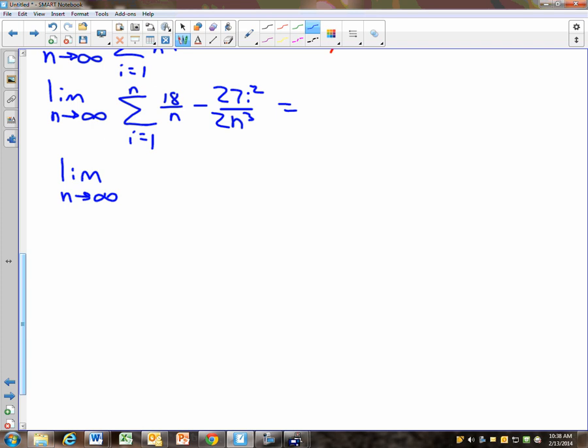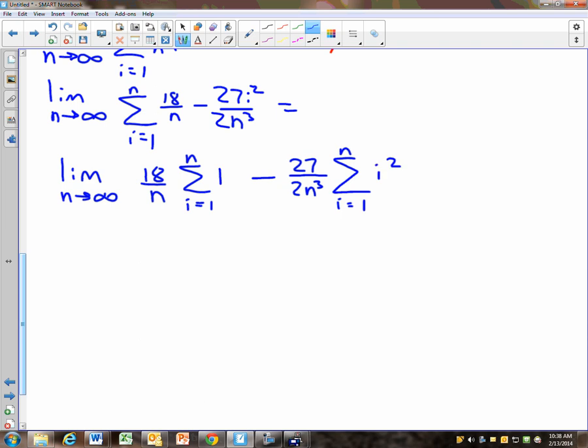Okay, let us factor out everything that doesn't have an i. Factor out an 18 over n, sum of i equals 1 to n. When you factor out 18 over n, what do you have left? 1. Minus, now let's do the next one. Factor out a times the sum from i equals 1 to n of i squared.